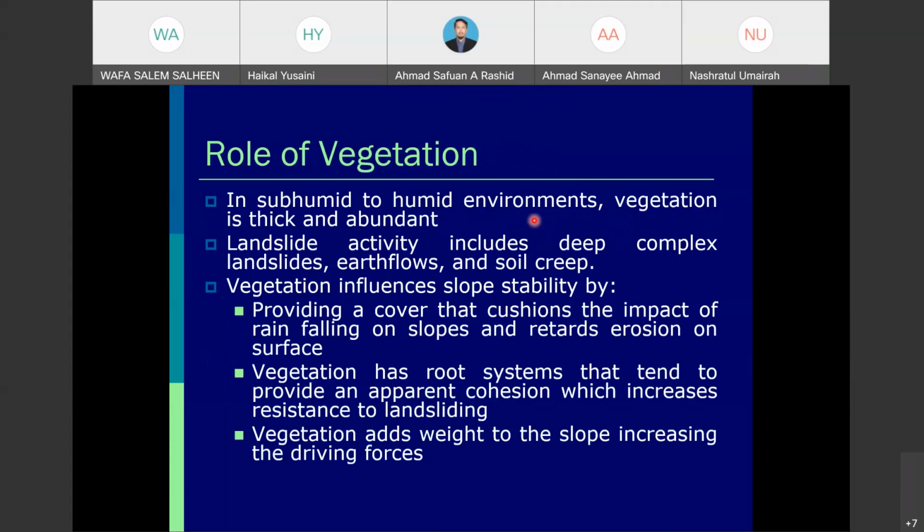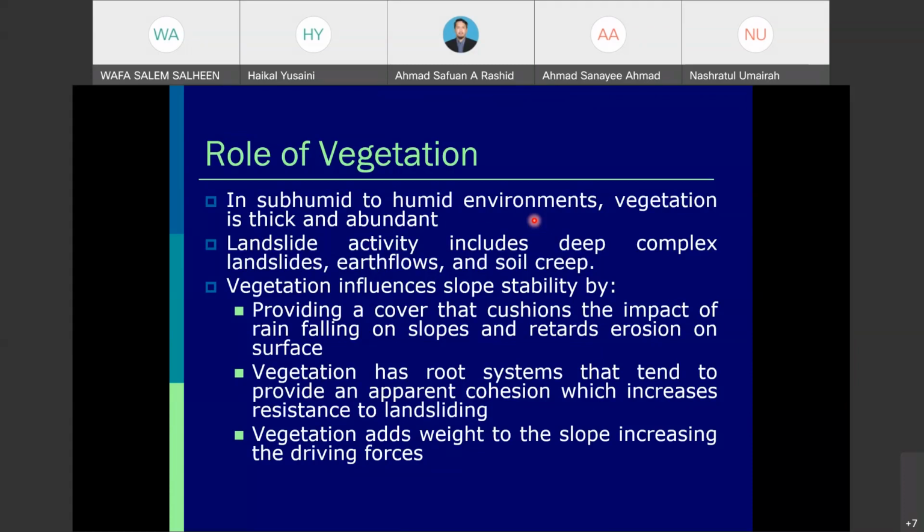Role of vegetation: in subhumid to humid environments, vegetation is thick and abundant. The landslide activity includes deep, compact landslides, earth flow, and soil creep. Vegetation influences slope stability by providing a cover that cushions the impact of rain falling on the slope and retards surface erosion. That is the function of vegetation. Vegetation also has a root system that tends to provide an apparent cohesion, which increases resistance to landsliding.